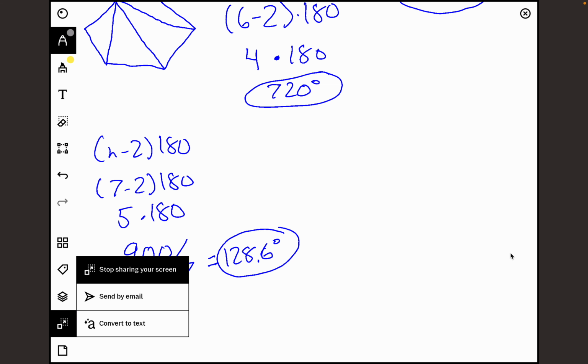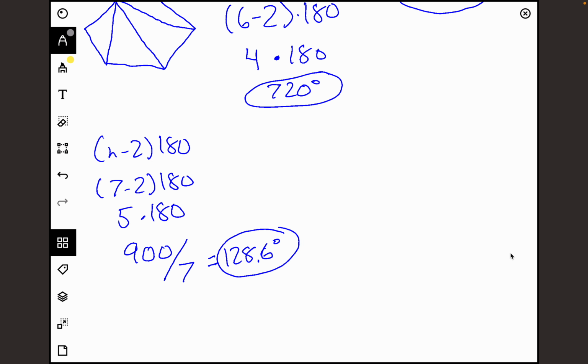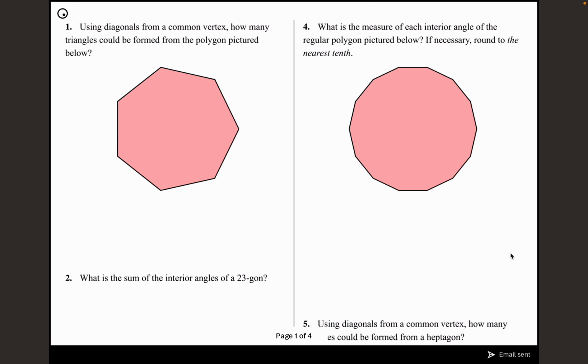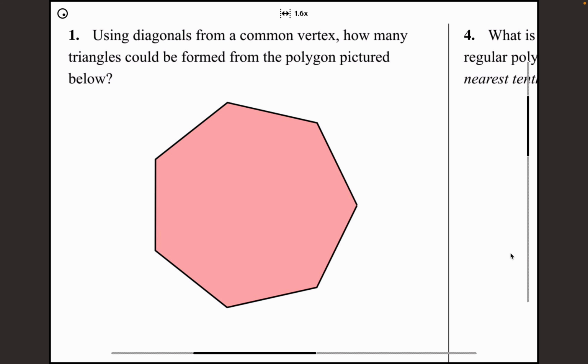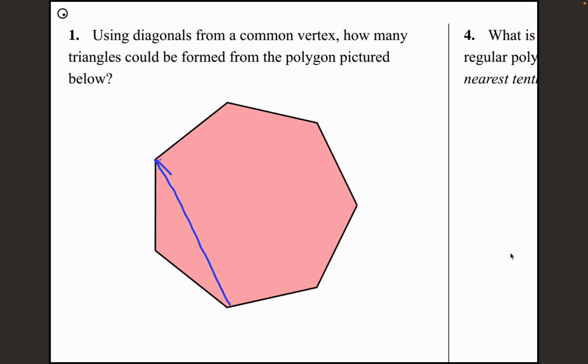Okay. Let me send this to my email. Okay, let's look at some examples that you will see. This says, using diagonals from a common vertex, how many triangles can be formed from the polygon pictured below? If you have one like this on your quiz or test, just go from that vertex and create those diagonals. Or you can count how many sides. There's 7 sides.